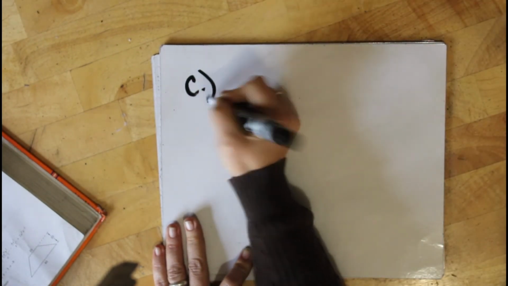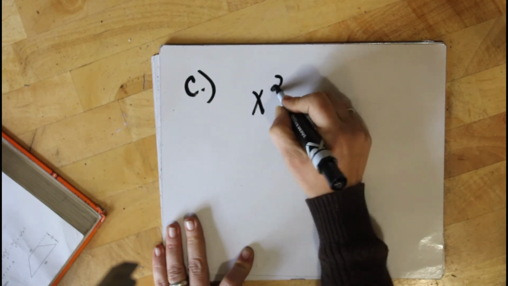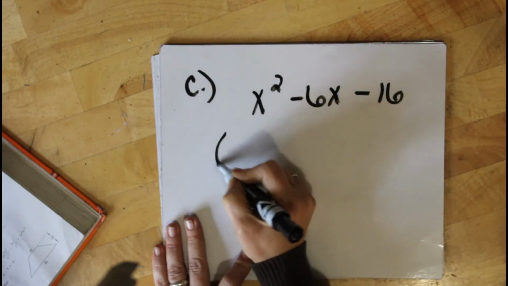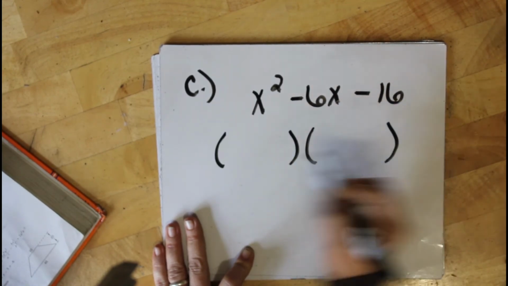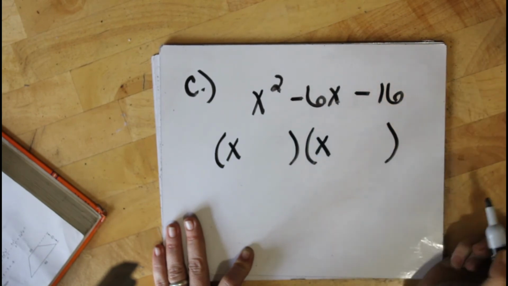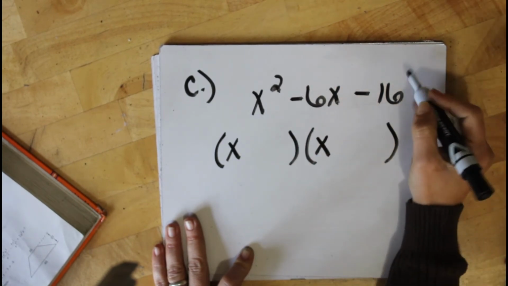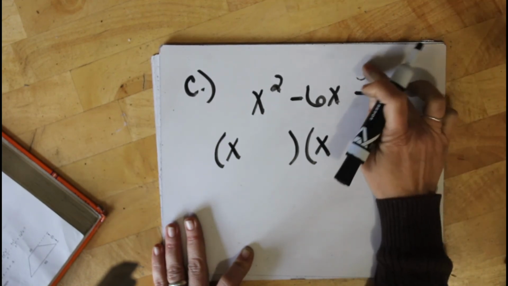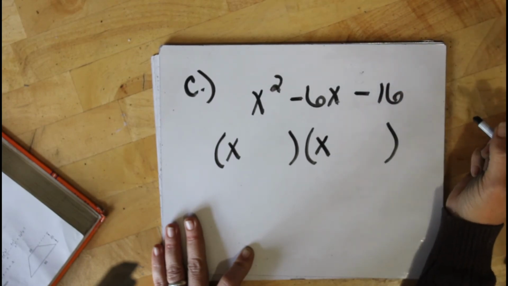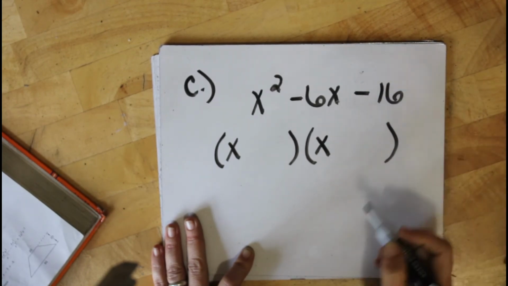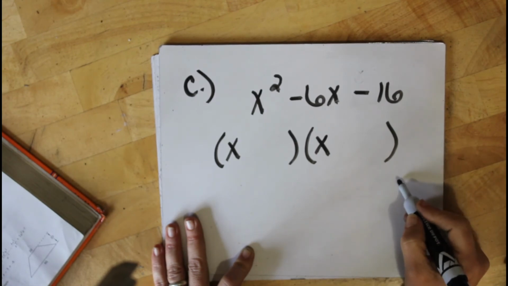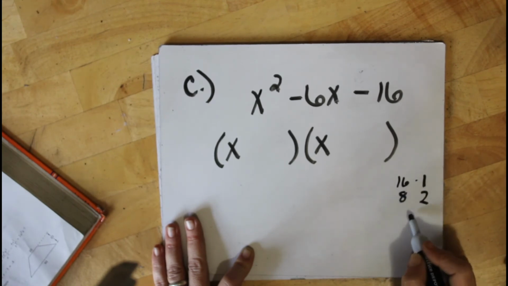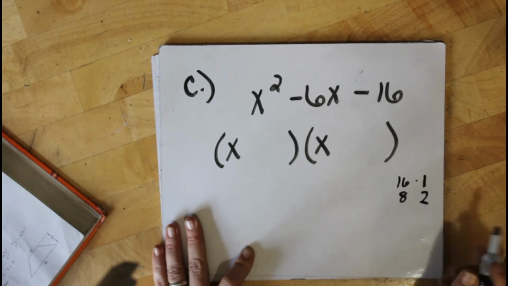Right, and the last one, C, x squared minus 6x minus 16. Okay, so we're going to write our parentheses, put an x at the beginning of both of those, because x times x makes x squared. Now, we know we're going to have a negative and a positive because we've got a negative number right there. We need two numbers that when multiplied together, we're going to get negative 16. So factors of 16 would be 16 times 1, 2 times 8, and 4 times 4.